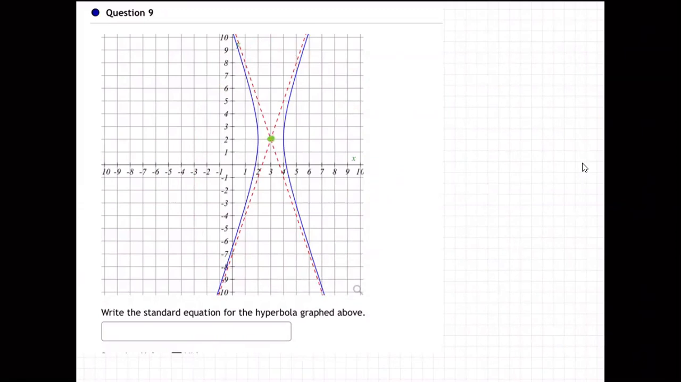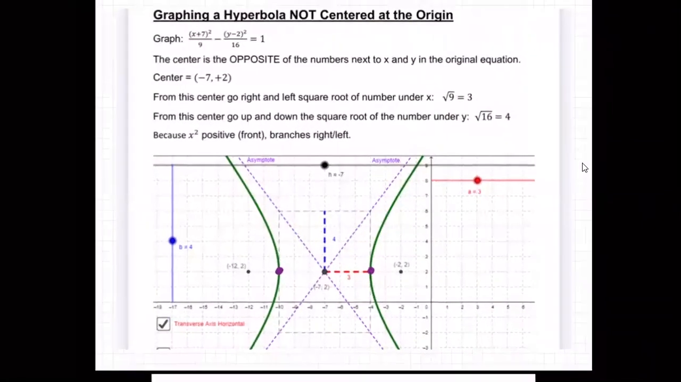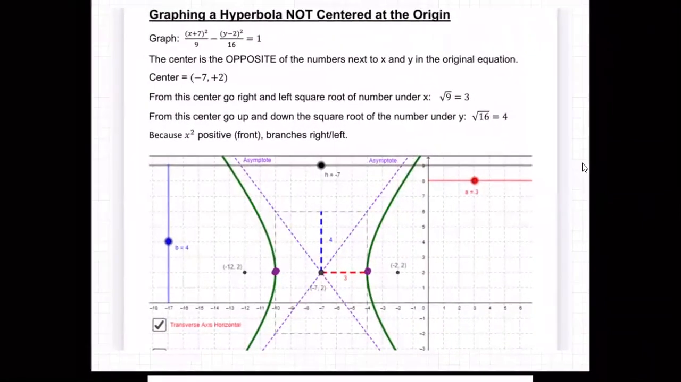And what are the coordinates of that? It is (3, 2). Center is (3, 2). Okay, so we got the center. Now let's look at the notes. Let me show you from the notes. This is from the exam 5 notes.